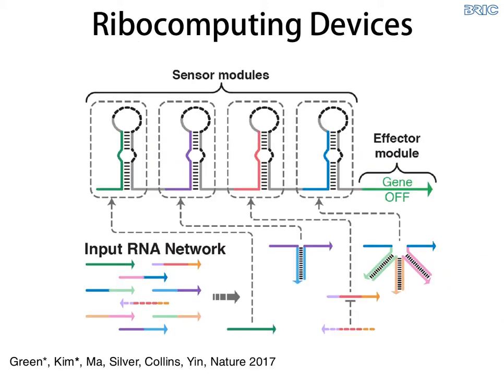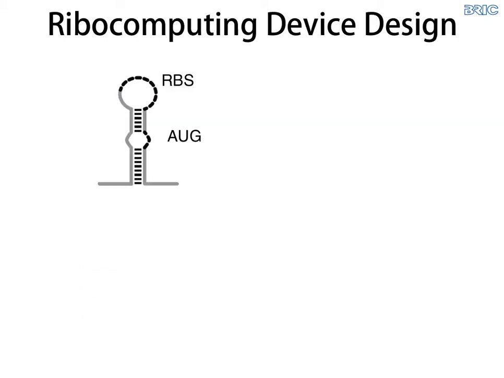So we'll talk briefly about the ribo computing device, which is essentially a generalization of the Toehold switch. So we published this result back in 2017. So here you are seeing a Toehold switch-like motif, but there are several of them in a single RNA transcript. So there are sensor modules, and then also RNA can be detected as an input, and then you can also have the same output gene as your output.